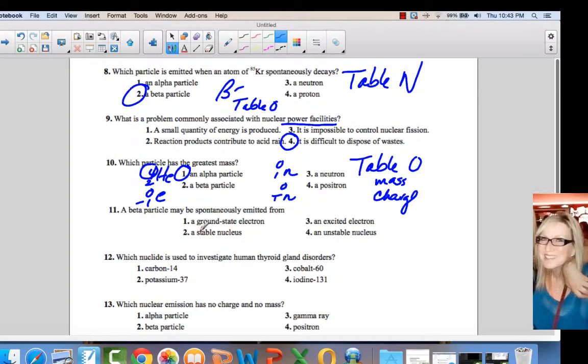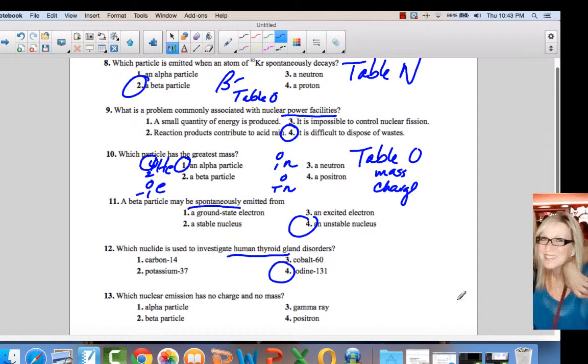A beta particle may be spontaneously emitted from what? Well, if it's going to be spontaneous, that means that whatever I'm starting with has to be unstable. Which nuclide is used to investigate human thyroid? Talked about that already. I-131 is just another way of phrasing it. Which nuclear emission has no mass or no charge? That would be gamma. This is table O because it says 0, 0, gamma.